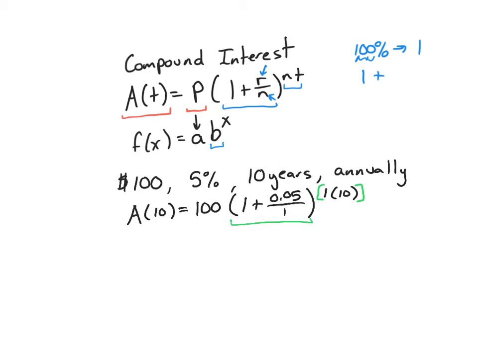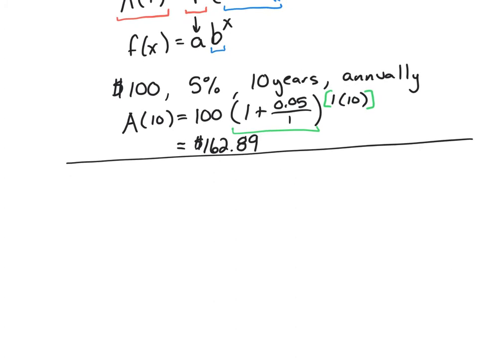So when I enter that into the calculator to get the final amount of my investment, I end up with $162.89. So after 10 years at 5% per year, compounding once a year, I end up with $162.89.